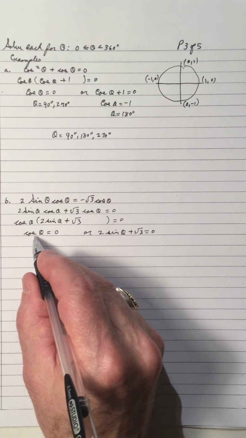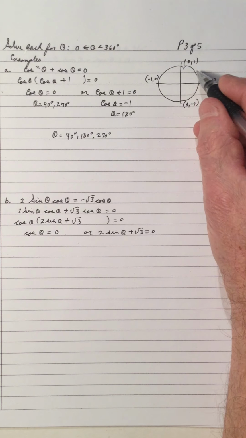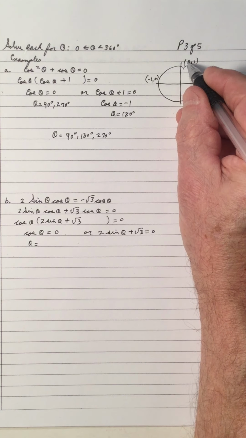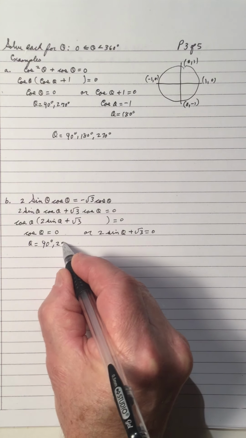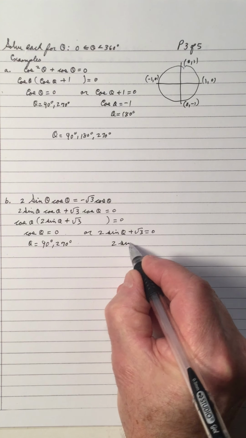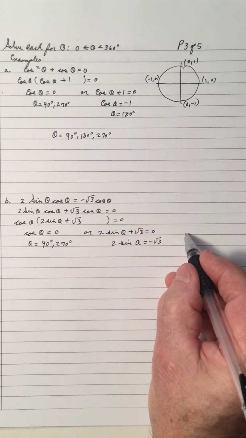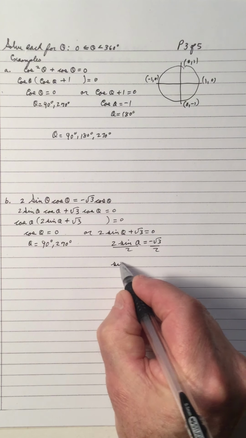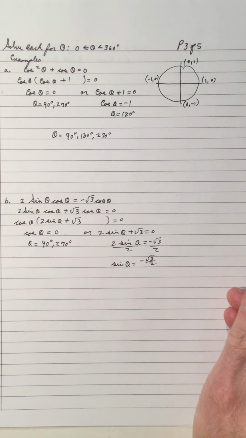Now we have cos theta equals 0. Look up here. Cos is the x, and x is 0 again. We have theta is at the 90 and the 270. But this one we have to solve. So 2 sine theta equals negative root 3. Move it to the right and change the sign. Divide by 2. We have sine theta is negative root 3 over 2.